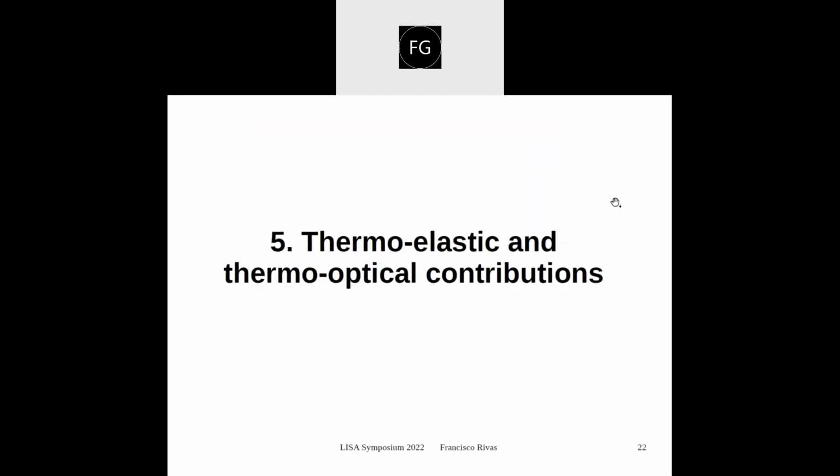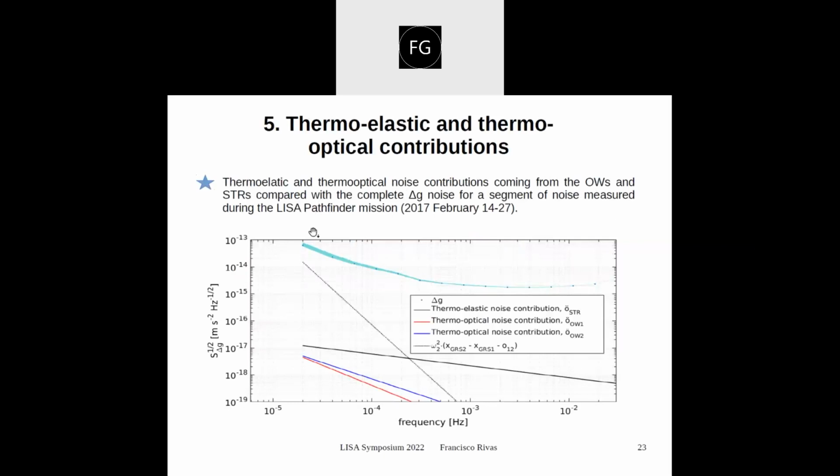Then we can see, thanks to the fits shown, the contribution for the February 2017 noise run of these thermo-optical, thermo-elastic, and thermomechanical effects compared to the total residual acceleration. And then we can produce this plot, for example. The solid black lines give us the thermoelastic contribution produced by thermal fluctuation on the struts.